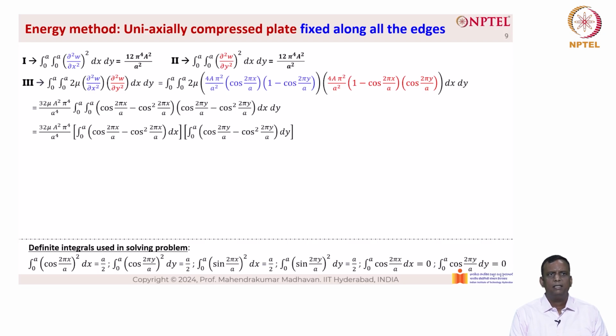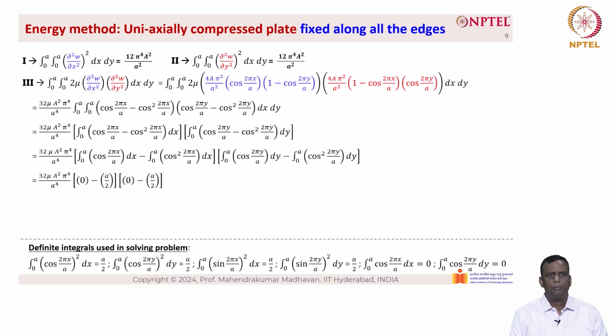Now, we can again split this into two separate single integrals. So, we have this integral 0 to a split in terms of dx, and the next one is split in terms of dy, which makes life simpler by using those values that are given at the bottom of the screen. So, when we do so, we know that cos into 2 pi x by a becomes 0, and then cos square 2 pi x by a becomes a by 2. So, when we do so, we get a much simplified equation here. As you can see, it becomes 8 mu into a square into pi power 4 by a square.